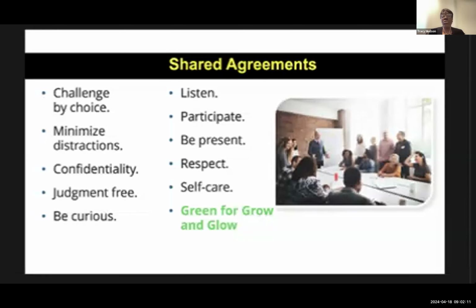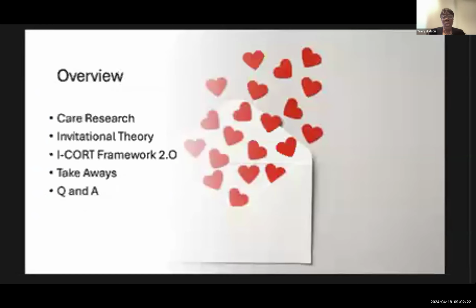And if you agree with this list, please just go ahead and give me a thumbs up or some type of reaction. And with that being said, we can go ahead and move into what this presentation is going to be all about. So here's a really, really brief overview. You could take a look at it.